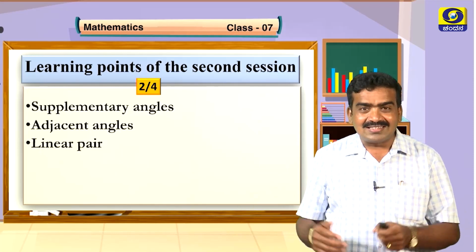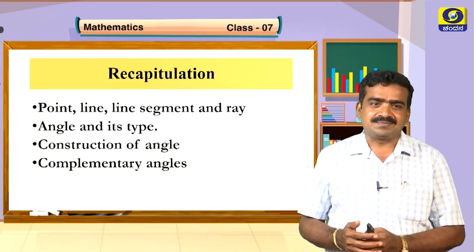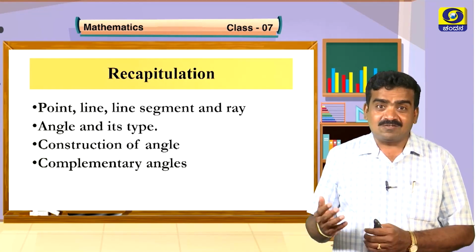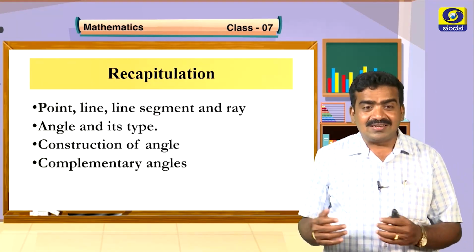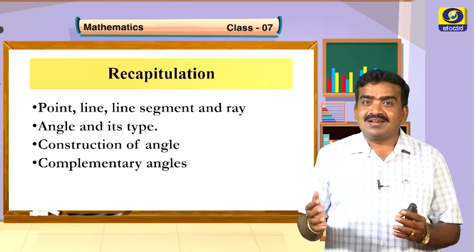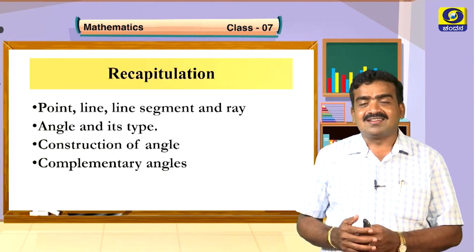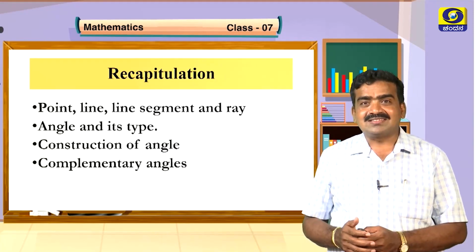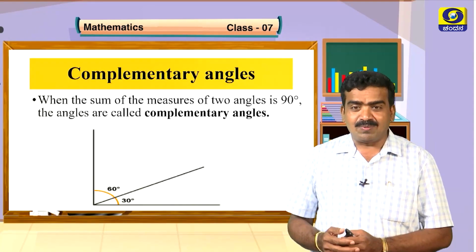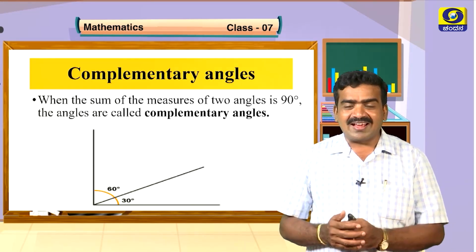Before going to learn all these things, let us recall what we have learnt in the first session. We have learnt the meaning of point, line, line segment and ray, and also the meaning of angle and its types, and the method of construction of angles. At the end of the first session you learned the meaning of complementary angles and problems based on them. Can you remember the meaning of complementary angles? Yes, you can. What is the meaning of complementary angle?